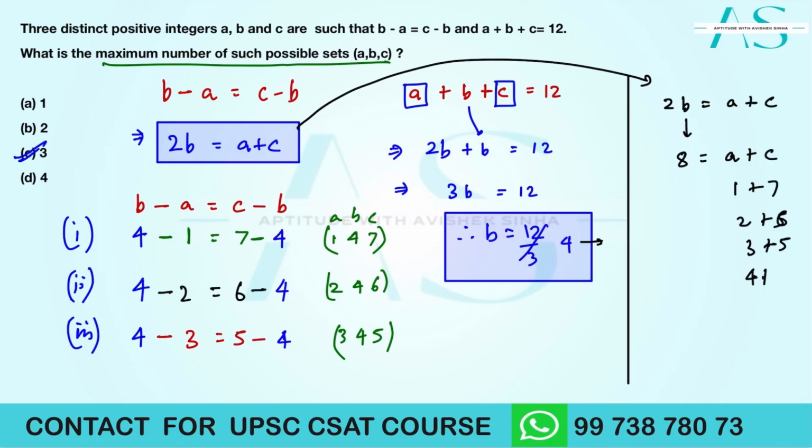Can we write 4 plus 4? No, because they are distinct. Can we write 5 plus 3? No, I cannot write that, because here a becomes a larger value, but a is always smaller than b, and c becomes a smaller value than b. b is 4, so c cannot be lesser than 4. So I cannot take these possibilities. I am limiting myself to these 3 possibilities. Alright, I hope this helps.